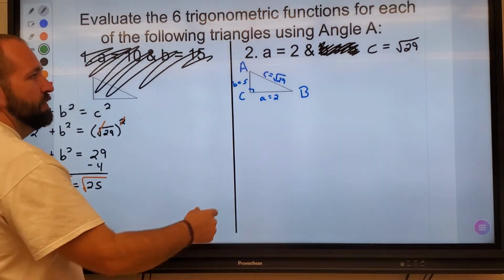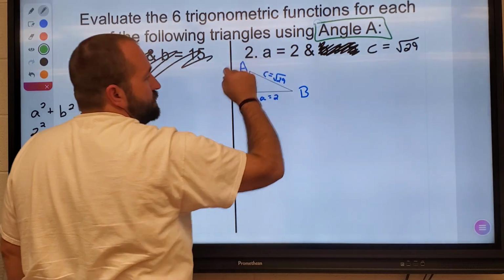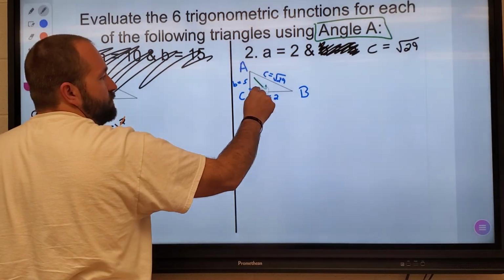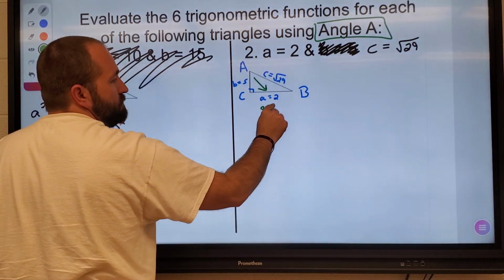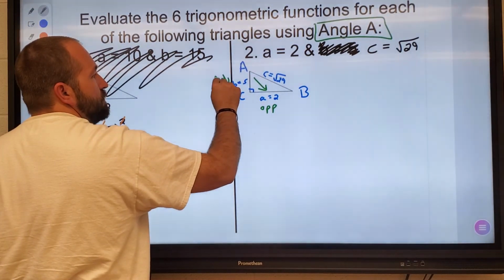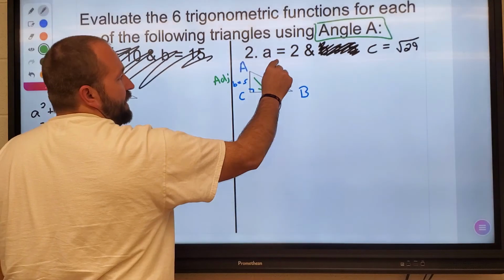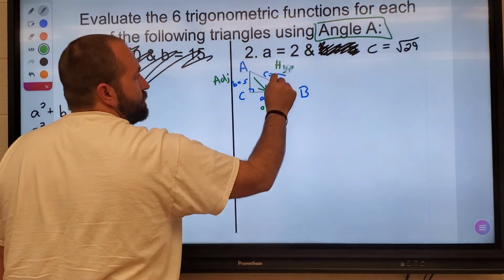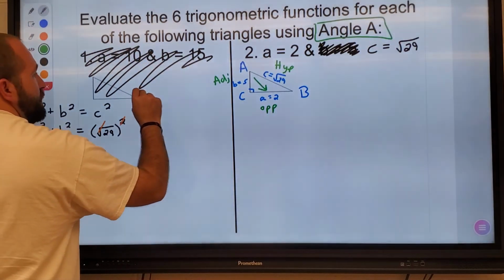Again, I'm going to label them now again because I'm using angle A. This is my side A, which is my opposite. This is my adjacent. And then this is my hypotenuse.